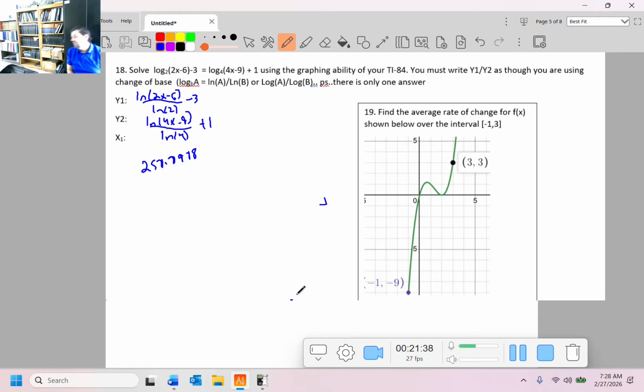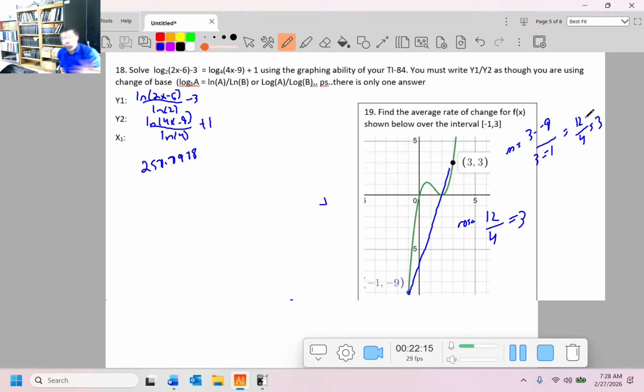All right, 19. Find the average rate of change for f of x shown on the interval from -3 to -1. If you want to go back to middle school, you can. You rose from -9 to 3, so you rose 12, and you ran from -3 to -1, which is 4, so the rate is 3. If you want to go to about 8th grade, maybe early 7th, just use your formula for slope, y2 minus y1, sitting pretty over x2 minus x1. Guess what you're going to get? You're going to get the same exact thing. It's 3.